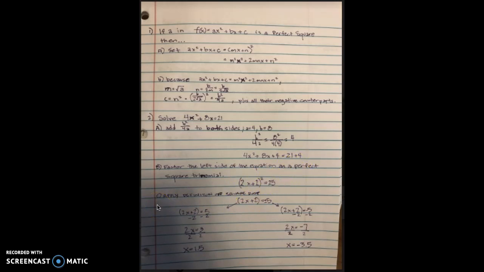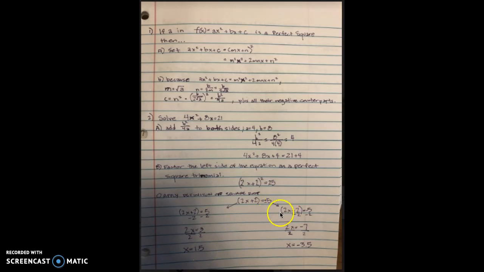Now we apply the definition of square root, so we square root this side and square root this side. And what we get is that 2 times x plus 2 equals plus or minus 5. That means there are 2 options available for x, 2 values of x. If 5 is positive, we have 2x plus 2 equals 5. Subtract 2 from both sides, you get 2x equals 3. Divide by 2 on both sides, and you get x equals 1.5, or 3 over 2.